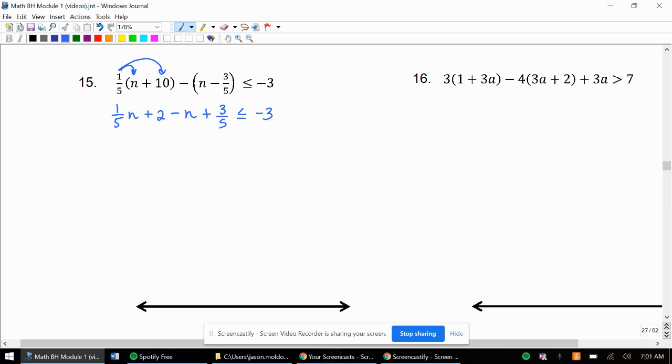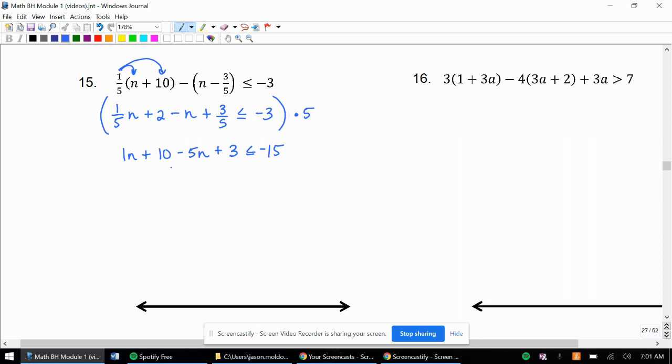I distributed 2 times. And now I'm going to clear with the LCD, or the only denominator, which is a 5. And I'm going to distribute this a lot. So 5 times 1/5 is 1n, plus 5 times 2 is 10. 5 times negative 1n is negative 5n. 5 times 3/5 is 3, less than or equal to 5 times negative 3 is negative 15. Double check that I kept all my variable terms and all my constants.